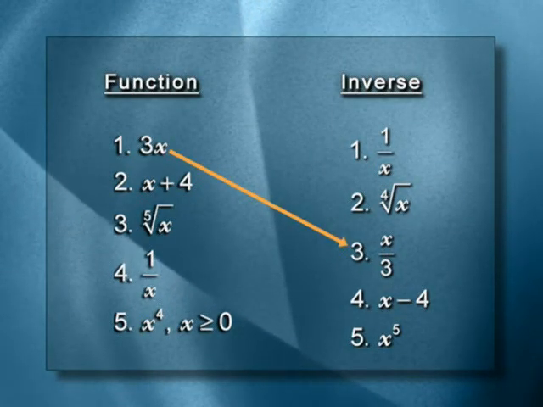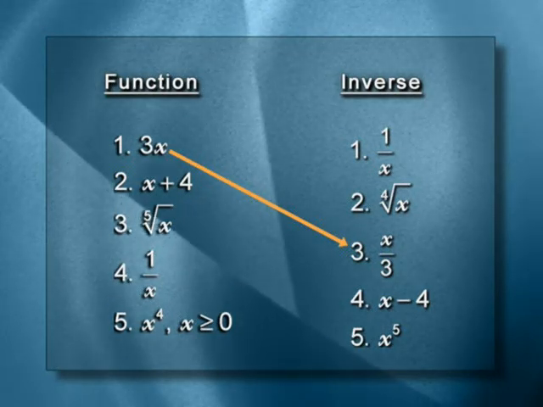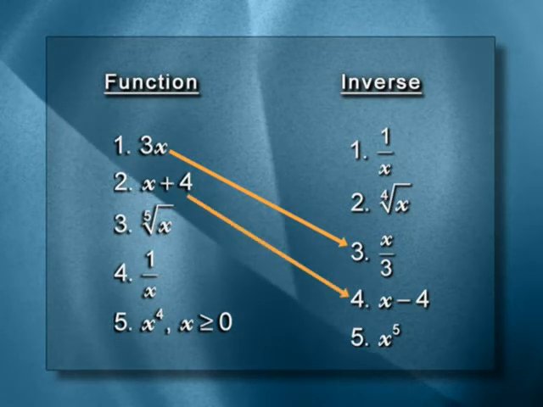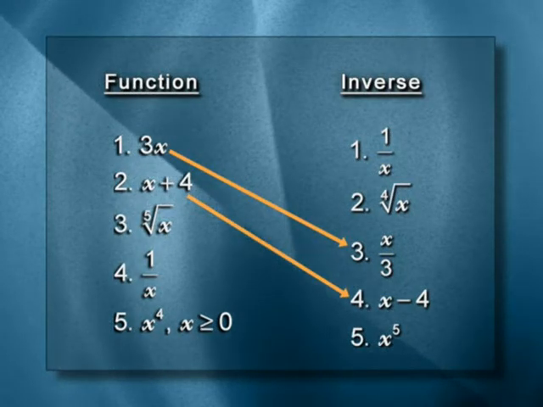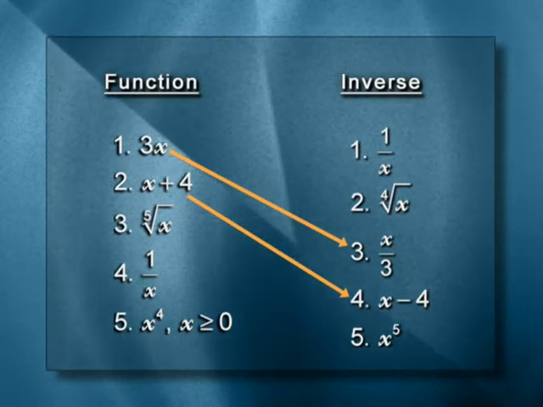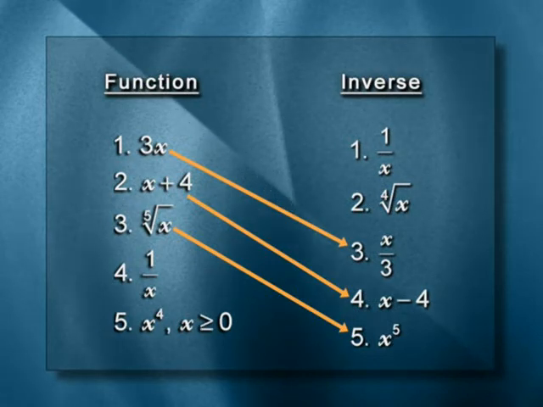Good. How about x plus 4? Well, if you add 4 to something, how do you undo that? You take off 4, so it'll be x minus 4. How about the 5th root function? Taking the 5th root, well, the inverse, of course, is x to the 5th. Good. How about 1 over x?